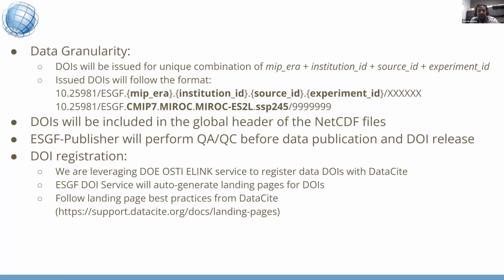And then a couple of things that I think I already mentioned. We're using DOE OSTI's E-Link service to register these DOIs. Our current plan is to build the service to auto-generate these landing pages, and for these landing pages we're trying to follow all the guidelines that DataCite provides, and include other information that we already know about these models and model simulations within the landing pages that we are going to create.